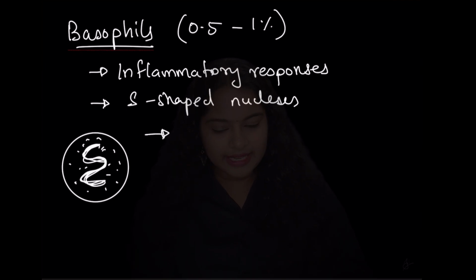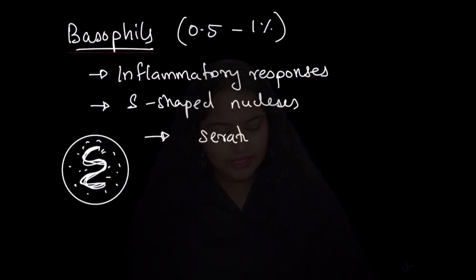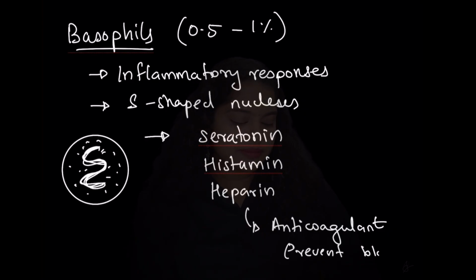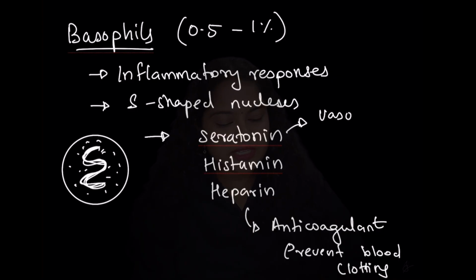Now this basophil secretes serotonin, histamine and heparin. Heparin is an anticoagulant, so it prevents clotting of blood. Now what is the function of serotonin? Serotonin is a vasoconstrictor. And heparin is a vasodilator.